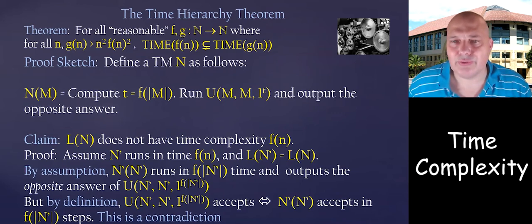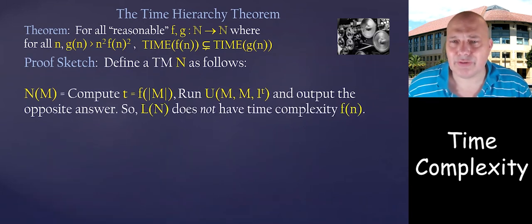So now we say that L of n does not have time complexity f of n. What remains to do is to say that it does have complexity g of n, and this will be the separation. This is the simpler part. So what does it do? It computes f of m, it runs the universal Turing machine, and it outputs the opposite.